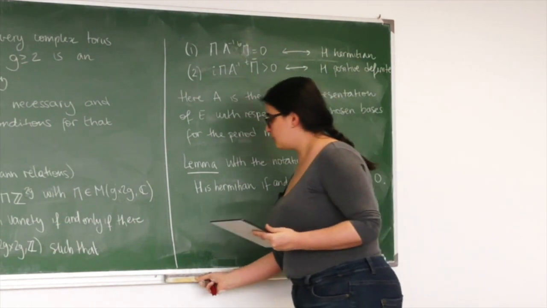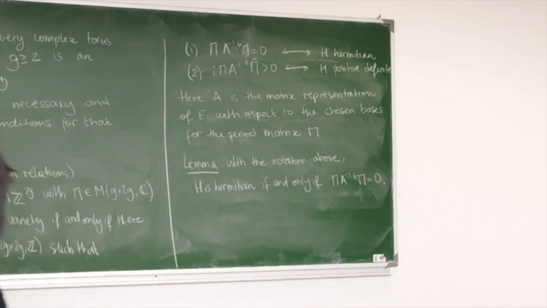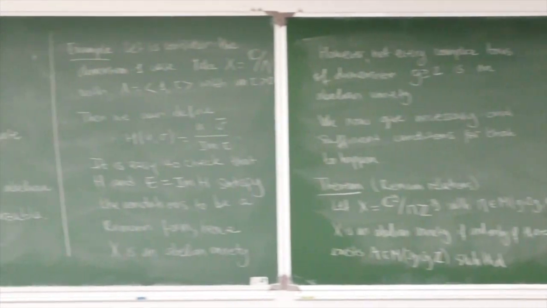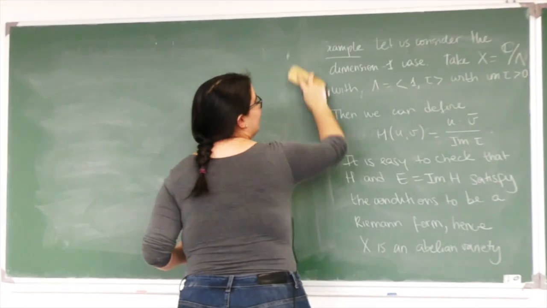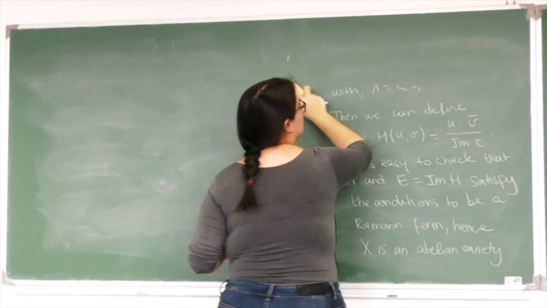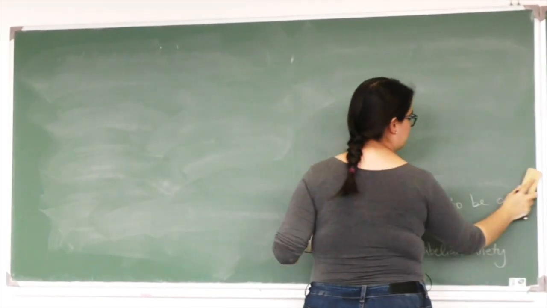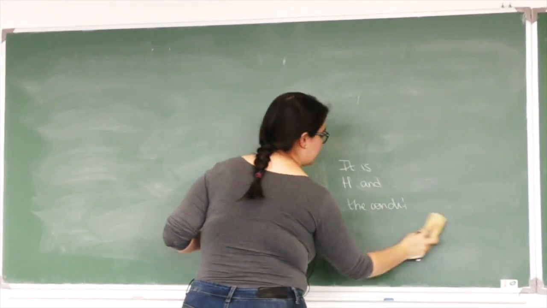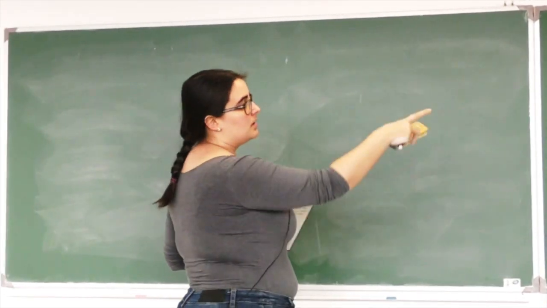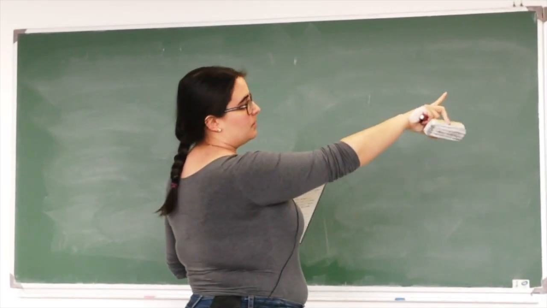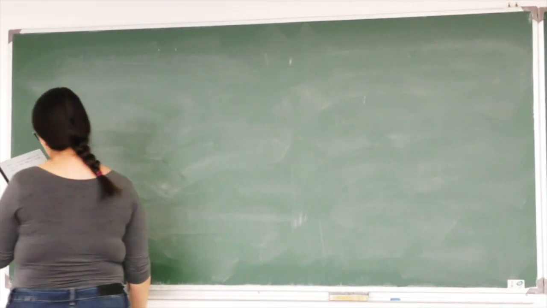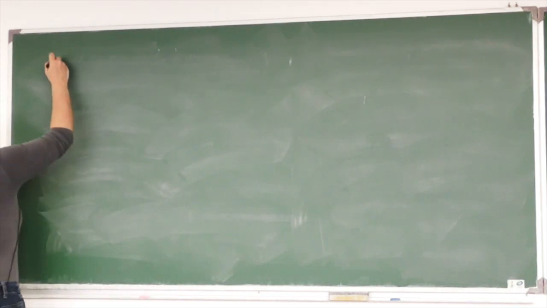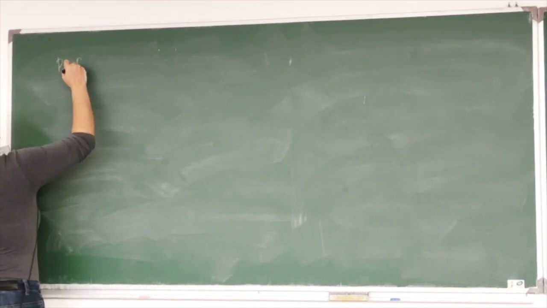Okay, let's go to the other side for the proof. Brace yourselves for some matrix manipulation. And I invite you to try to prove the other statement of the Riemann relations, which is that if the matrix on the point 2 is positive definite, then the Hermitian form is positive definite. But for now, we will focus on the first one.